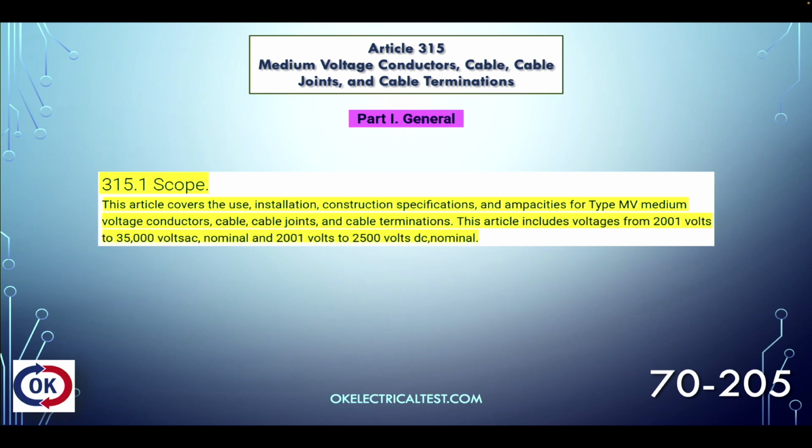315.1 Scope. This article covers the use, installation, construction specifications, and ampacities for type MV medium voltage conductors, cables, cable joints, and cable terminations. This article includes voltages from 2001 volts to 35,000 volts AC, nominal, and 2001 volts to 2500 volts DC, nominal. And so these cables are suitable for use for voltages from 2001 volts up to 35,000 volts.